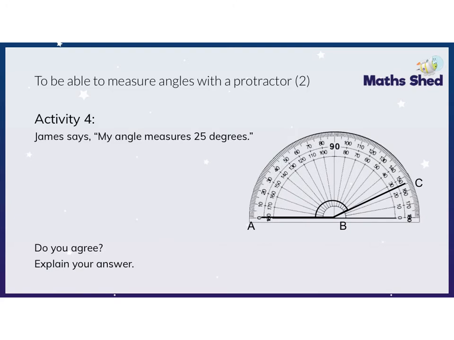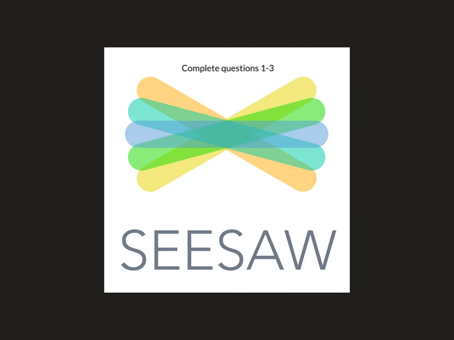So James says, my angle measures 25 degrees. Do you agree? Explain your answer. So we can see that the line is lined up here, so we're using the outer scale. So we're going all the way around using the outer scale, and the line comes out here, which is halfway between 150 and 160. So the angle is actually 155 degrees. So no, we don't agree with James. What did James do? He has used the inner scale, which is incorrect. So try and complete questions 1 to 3 on Seesaw.